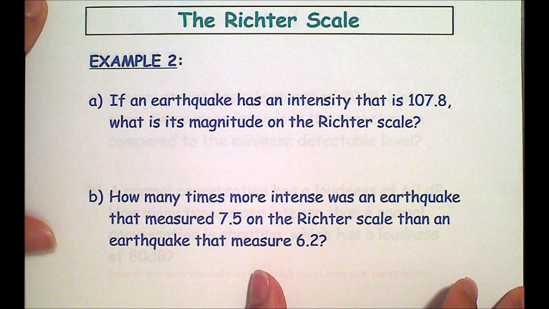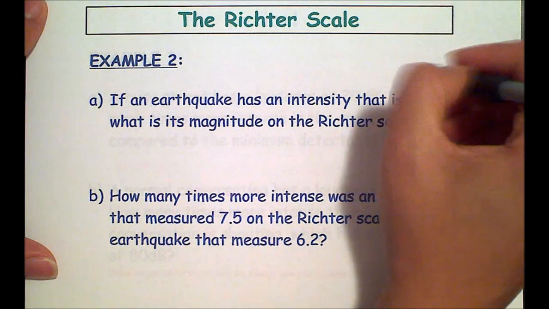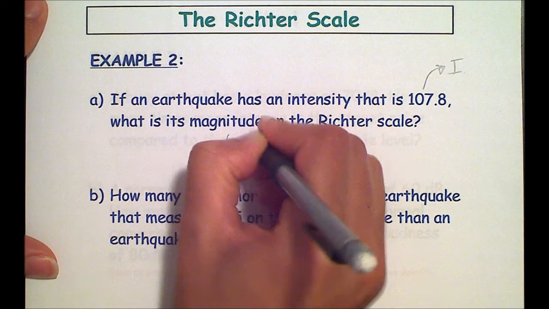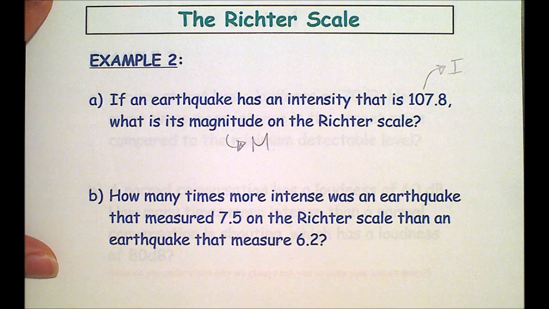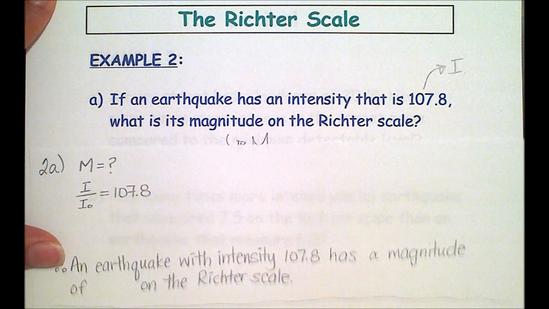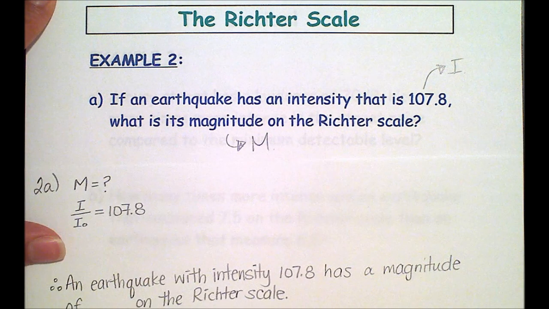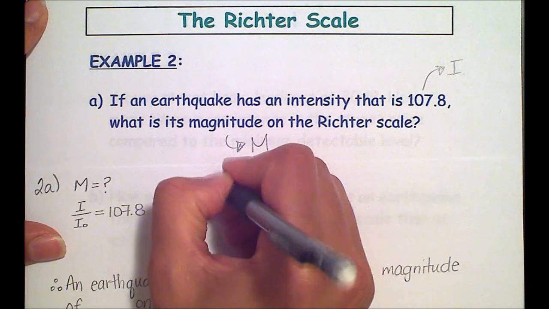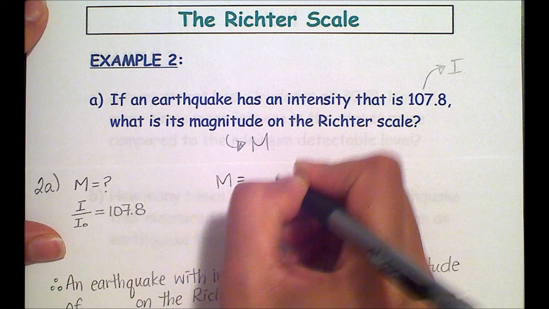Okay, so for the examples here, the first example says, if an earthquake has an intensity that is 10^7.8, what is its magnitude on the Richter scale? So here we're given the intensity and we want to know what the magnitude is. And so I've started the question on a separate sheet of paper. And so I'm looking for the magnitude. I'm given the intensity, and so I'll plug that into the formula for the magnitude.